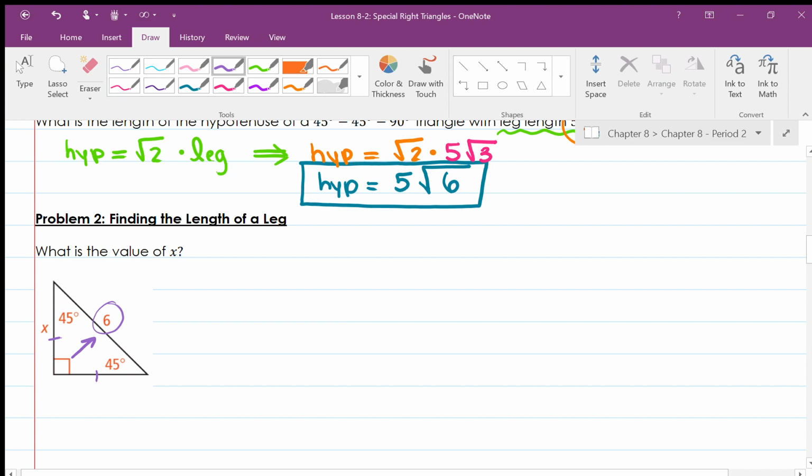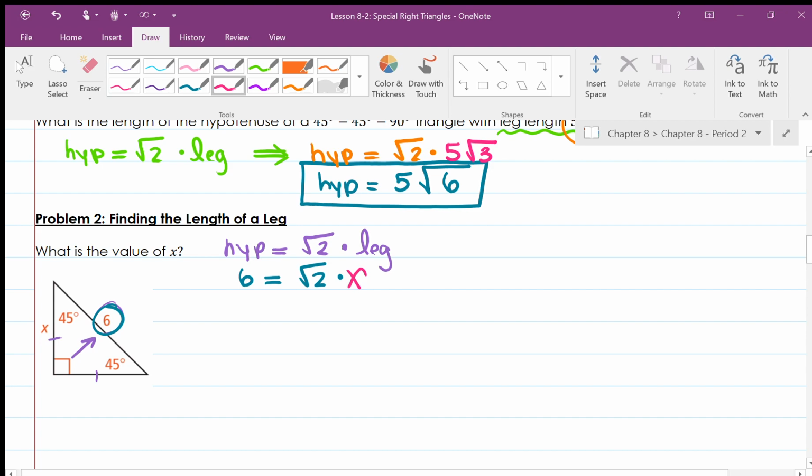They give you your hypotenuse here, and you know that that hypotenuse is always equal to the square root of 2 times one of the legs in this type of triangle, 45, 45, 90 triangle. Now, they're giving us the hypotenuse here, which is 6. So I would have this equation, 6 is equal to the square root of 2 times, now we don't know the leg, and they called it x. So you need to find x.